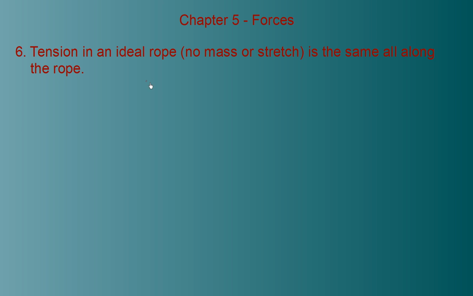Alright, tension in an ideal rope, no mass or stretch, is the same all along the rope. So what does that mean? For example, let's say we have ground, and a block here, and a block here, and a rope connecting them, and let's say there's a handle here and someone's pulling this, pulling it that way.